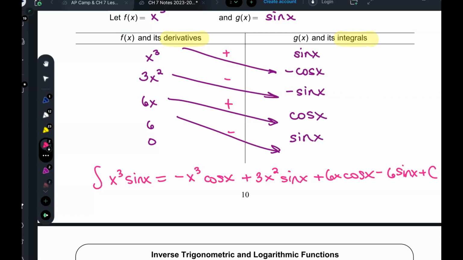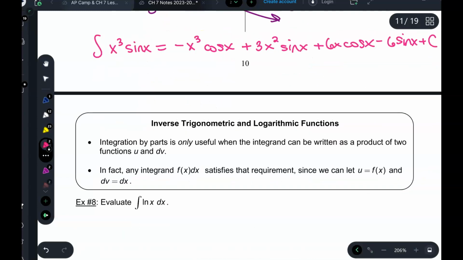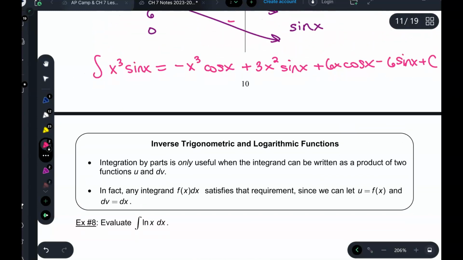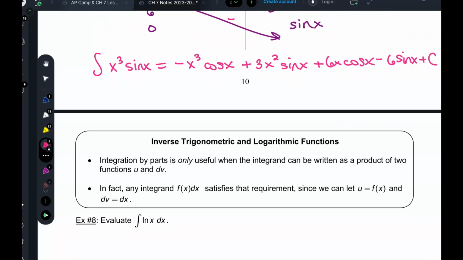So that was the tabular method. Easy peasy. That's really cool. Oh, do we need to? Okay, inverse trig and logarithmic functions.